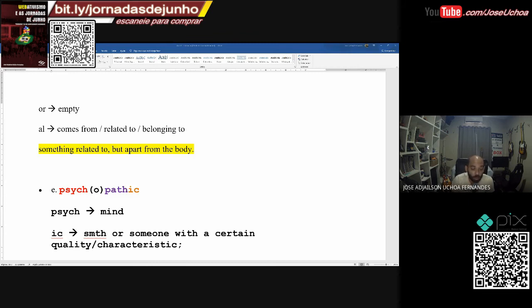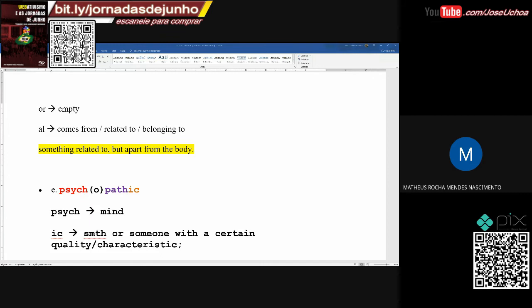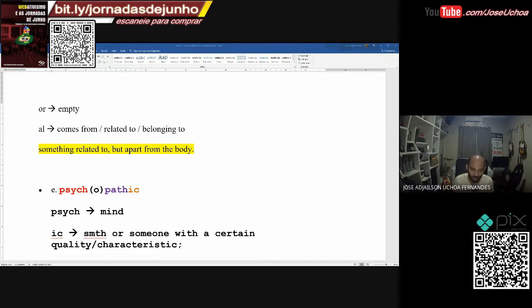Pathetic. Vocês conseguem pensar em alguma outra coisa com path? Quando vocês estão doentes, vocês estão com o quê? Com uma? Como é que os médicos chamam doença? Uma patologia, uma Pathology. Pathology, yes. So path means what?